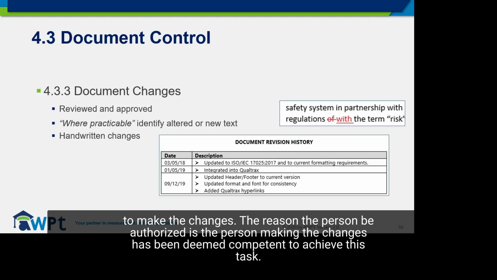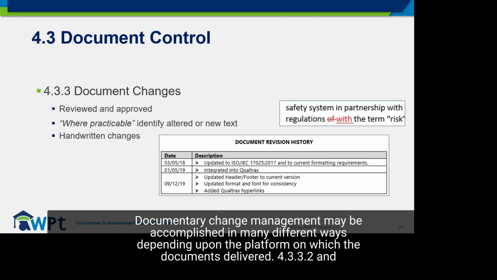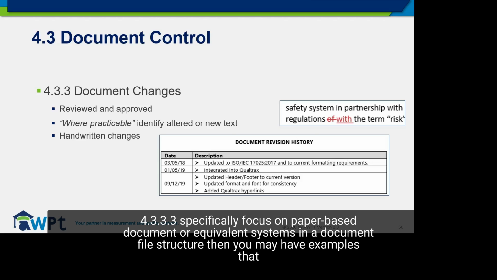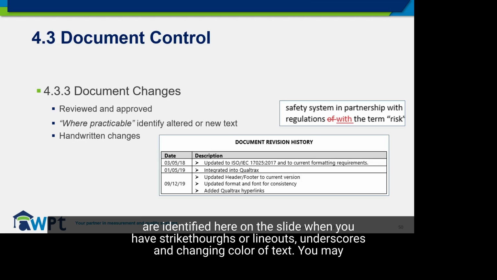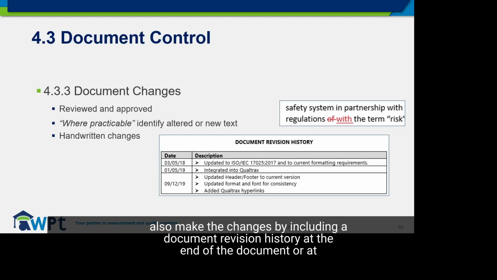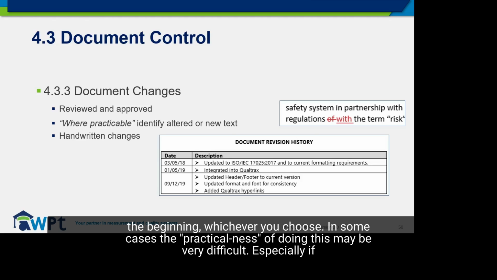The reason the person must be authorized is so the person making the changes has been deemed competent to achieve this task. Documentary change management may be accomplished in many different ways, depending upon the platform on which the document is delivered. 4.3.3.2 and 4.3.3.3 specifically focus on paper-based documents or equivalent systems in a document file structure. Then you may have examples that are identified here on the slide, where you have strike-throughs or line-outs, underscores, and changing color of text. You may also make the changes by including a document revision history at the end of the document or at the beginning, whichever you choose.